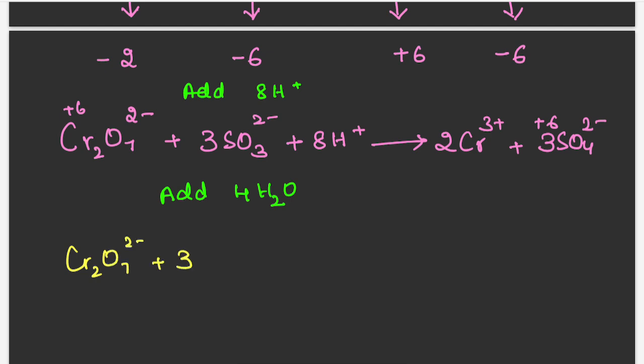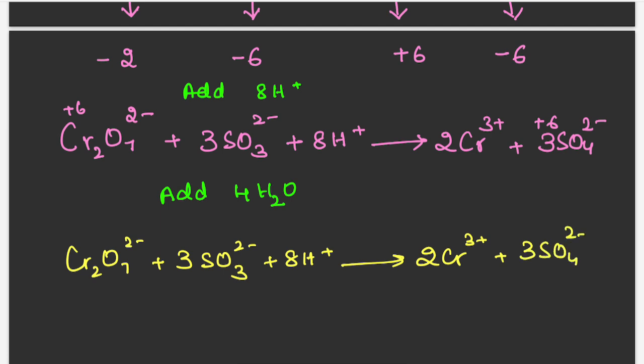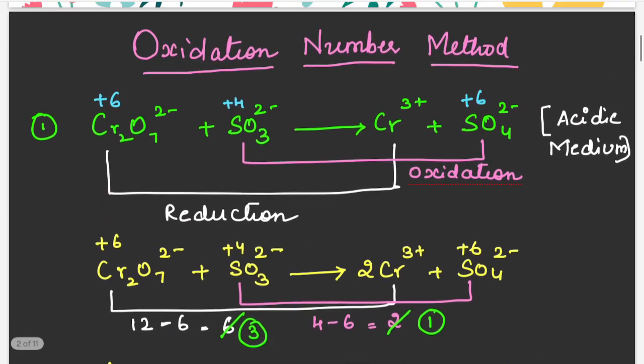So now I can write the equation as Cr2O7 2 minus plus 3 times SO3 2 minus plus 8 times H plus, giving 2 times Cr3 plus 3 times SO4 2 minus plus 4 times water. Is that clear? So now you can cross check whether the atoms are equal on both the sides. 2 times chromium, 2 times chromium, and then sulfur you check 3 times sulfur, 3 times sulfur. So like this you can count and check whether it is balanced on both the sides. So all the atoms will be balanced. So this is the balanced equation for this reaction.